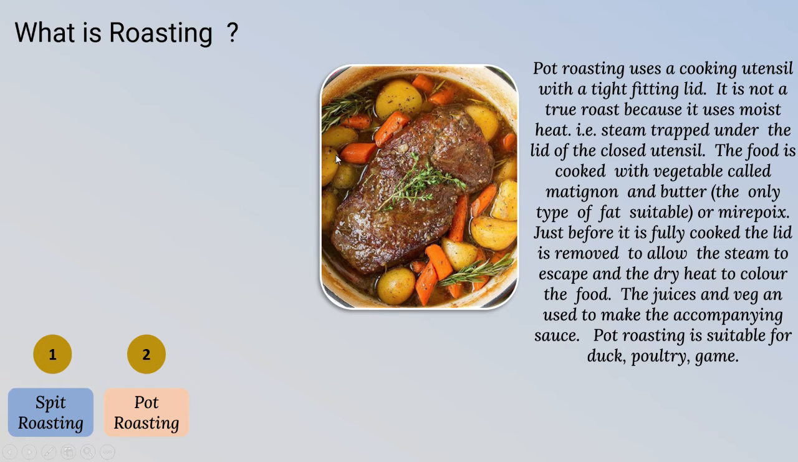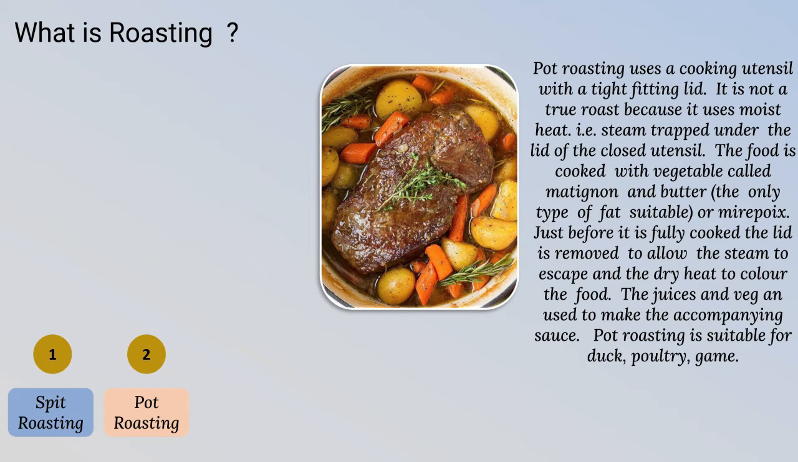You can see that the moisture part is there, some liquid is there. How does it happen? It is steam trapped under the lid of the closed utensil. Whenever you put a lid on top, steam will be generated from the water molecules present in the meat, and it will evaporate and try to escape. But because of the lid, it won't be able to escape. It will come in contact with the lid, condense, transform into moisture, and fall as drippings on the meat. So that is basically a moist method.